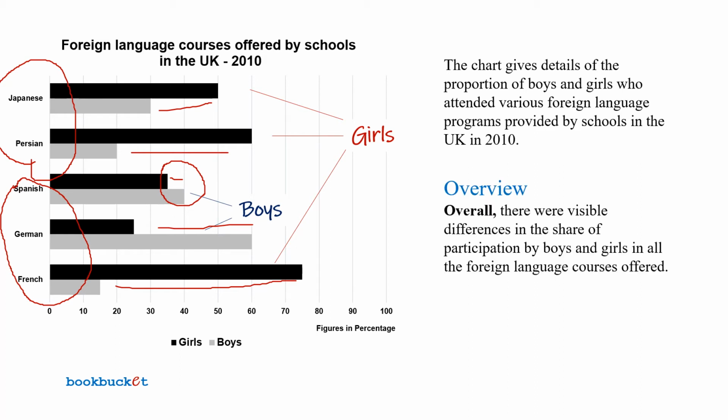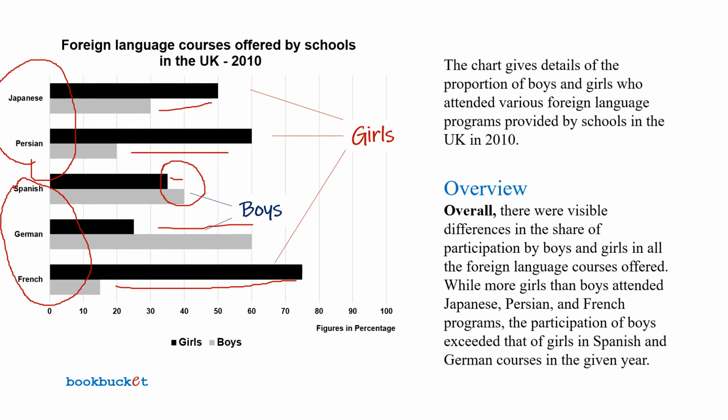Great, it goes like this. Overall, comma, there were visible differences in the share of participation by boys and girls in all the foreign language courses offered. Full stop. Certainly this is what we identified. Overall, in all the language programs there is a visible difference in number of participation between boys and girls. Great. So let's look at the second.